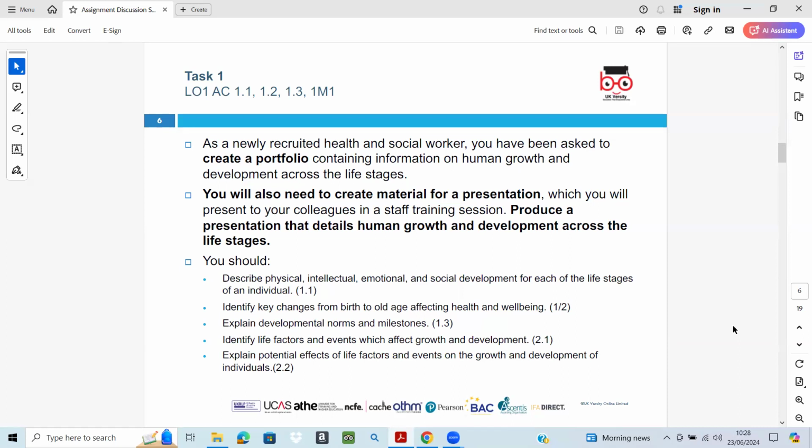Then we have explained developmental norms and milestones. So that is assessment criteria 1.3. So in that we need to define developmental norms and milestones that individuals typically achieve at different ages. We need to illustrate these norms with examples and explain their significance in monitoring growth and development.